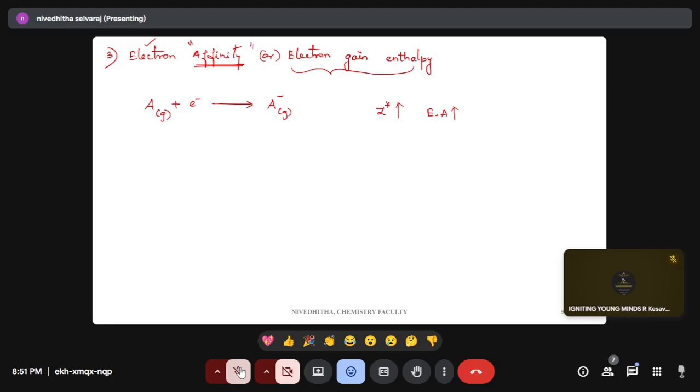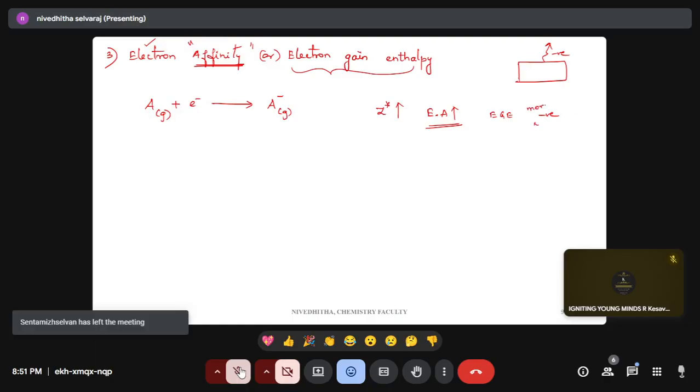And as I've told you already, if the system is releasing a particular amount of energy, then that has to be represented with a negative sign. So as far as this atom is concerned, it is gaining one electron and releasing energy. So electron gain enthalpy will be negative. If electron affinity is more, then it will release more energy, so the value will be more negative. So adding the first electron to an isolated gaseous atom is easy.